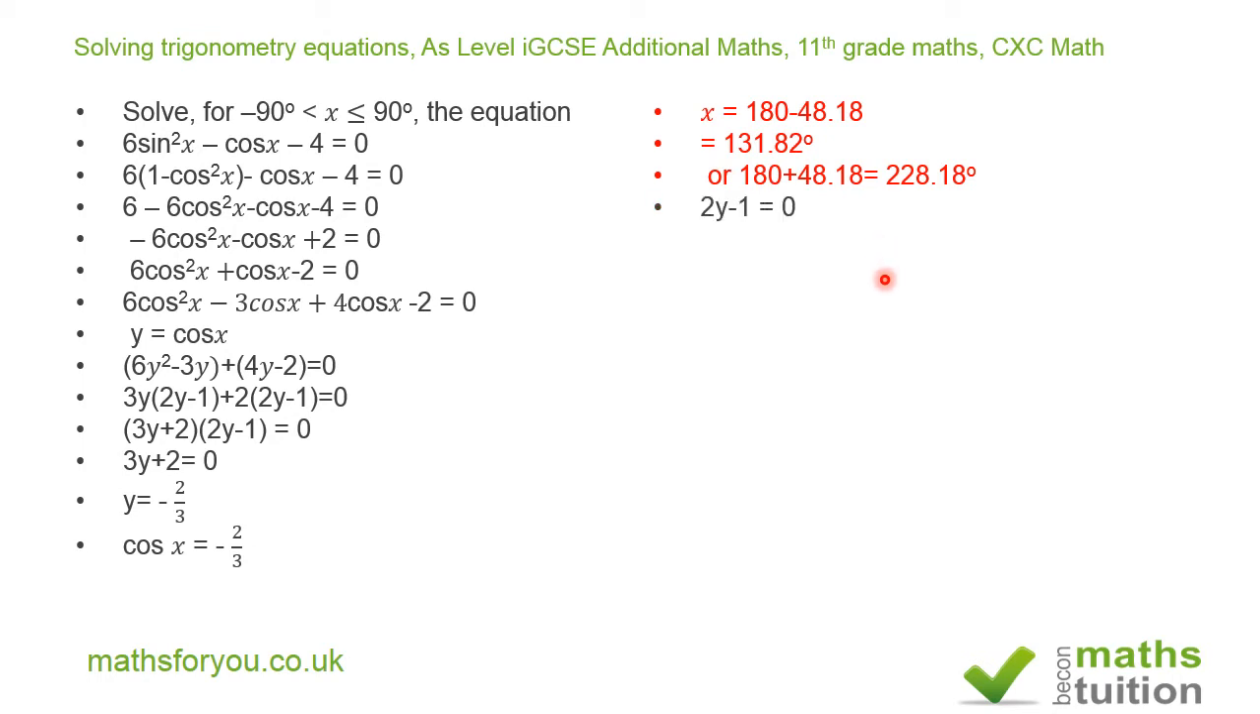Okay, so now let's go for 2y minus 1 is equal to 0, which gives y is equal to a half, and cos x is equal to half. Now, this is a positive number there. That means when cos x is a half, x has got to have the value 60 degrees, measuring anti-clockwise, or minus 60 degrees measuring clockwise. So our answer is going to be in the first and the fourth quadrant. So the answer is going to be 60 degrees and minus 60 degrees. So those are going to be our answers.